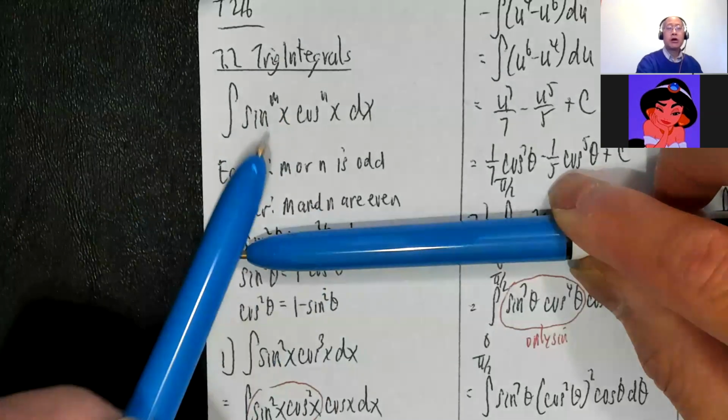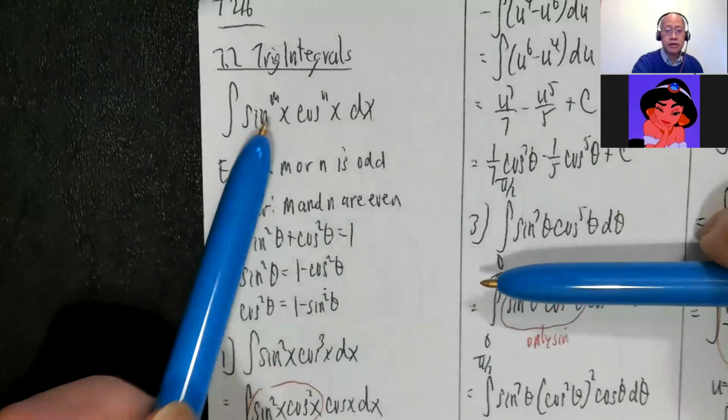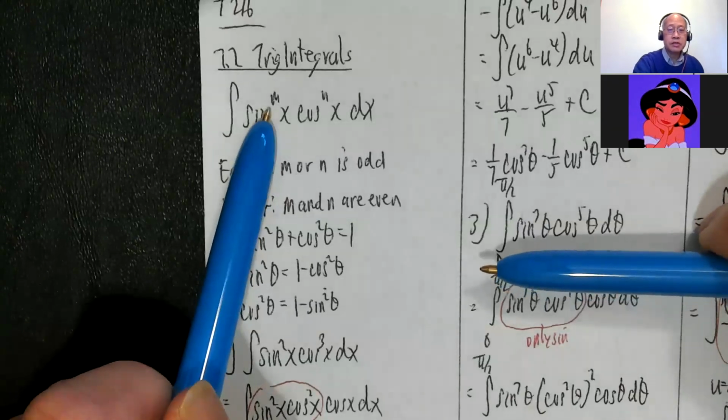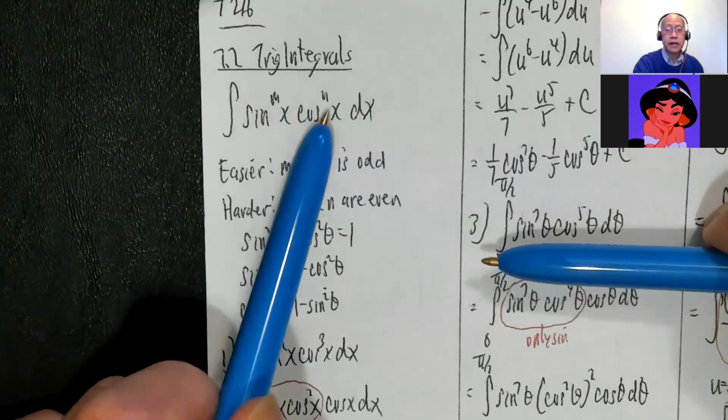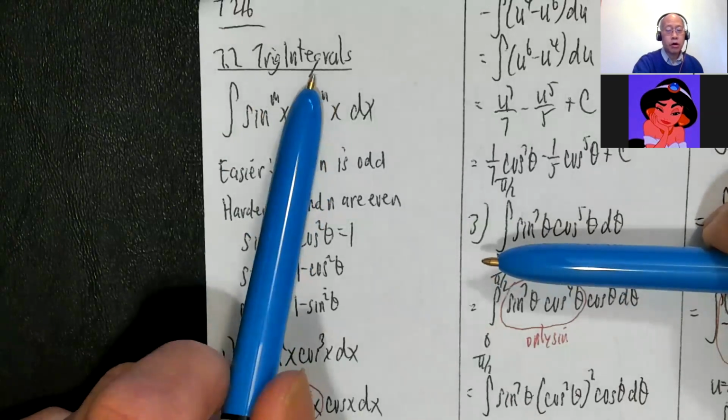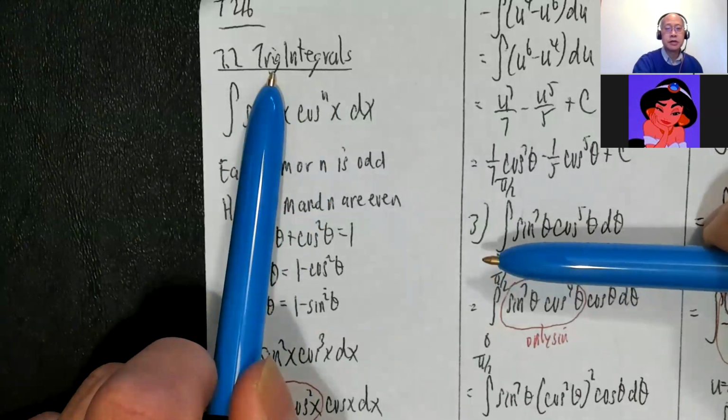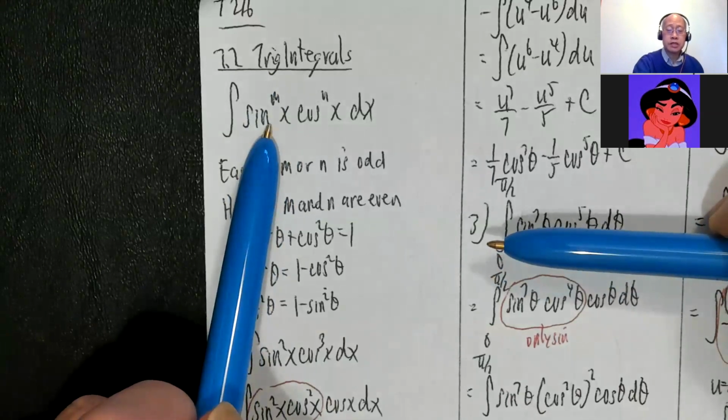So I claim it's a harder integral if both of these are even. Like sine squared, cosine squared, that's tougher. Or sine to the fourth, cosine to the sixth. Or only cosine to the sixth, nothing else. Or only sine to the fourth. Those are much more difficult.